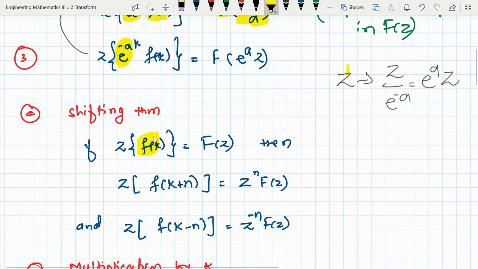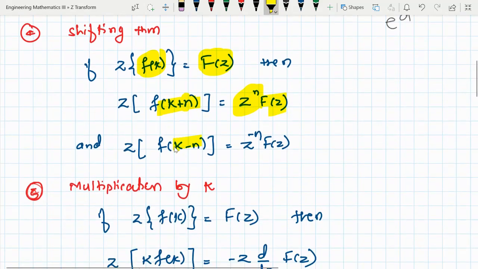If the Z transform of fk is f of z, then what about the Z transform of f of k plus n? If instead of k there is k plus n, k plus 2, sine of k plus 3, what is the Z transform of that? Then it is simply z raised to n into f of z. Take z raised to n outside into f of z, where n is this one. We will talk about that also. What happens if k minus n is there? Then this is z raised to minus n into f of z.